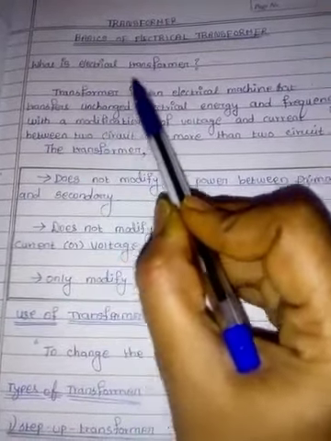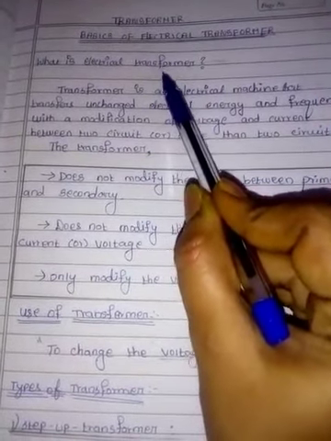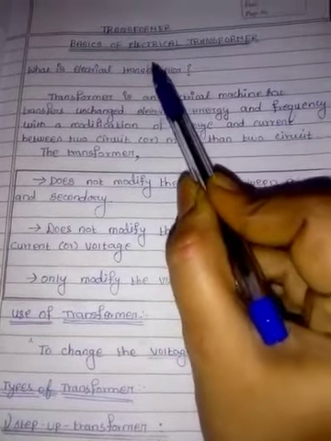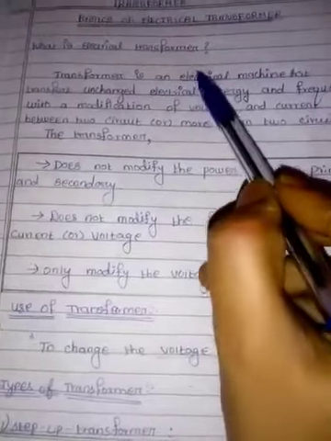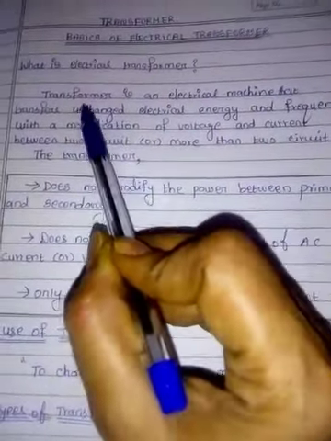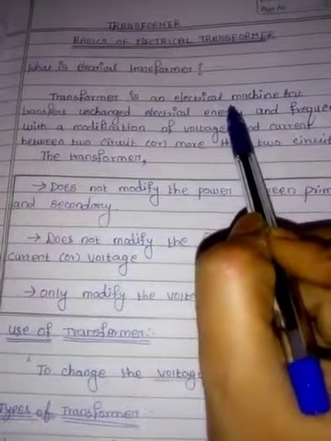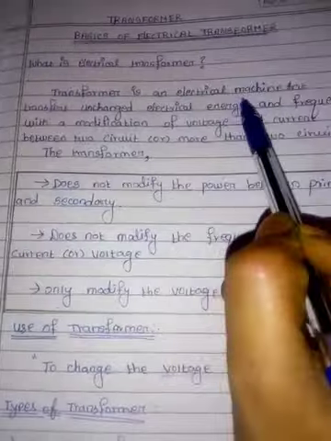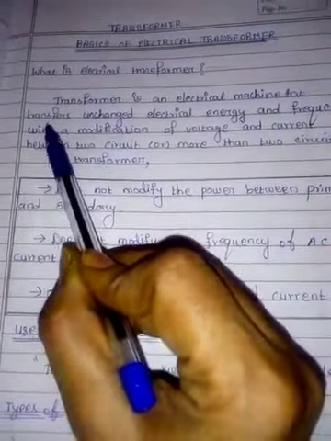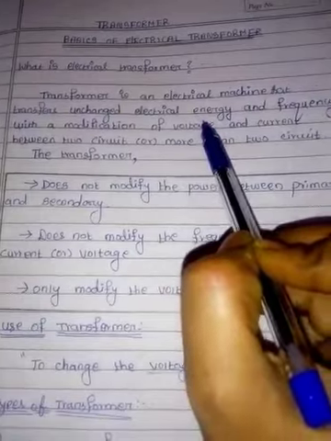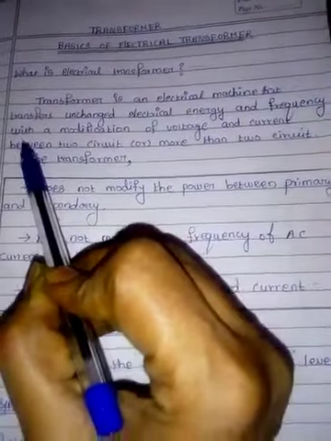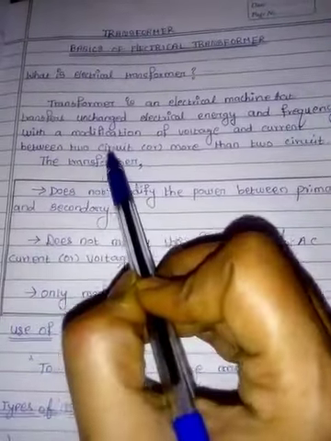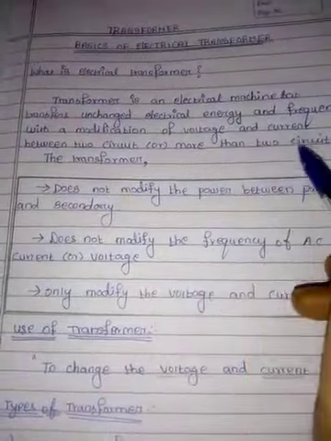Most of the students think that a transformer is used to convert energy, but it's fully wrong. The main purpose of a transformer is to transfer energy from one circuit into another circuit. So the transformer is an electrical machine that transfers unchanged electrical energy and frequency, with a modification of voltage and current, between two circuits or more than two circuits.